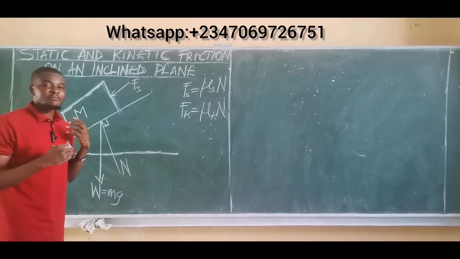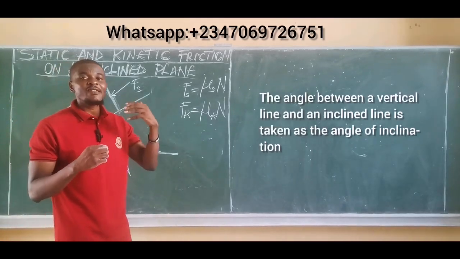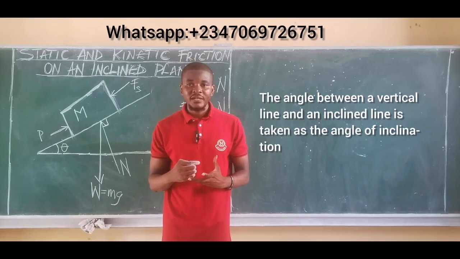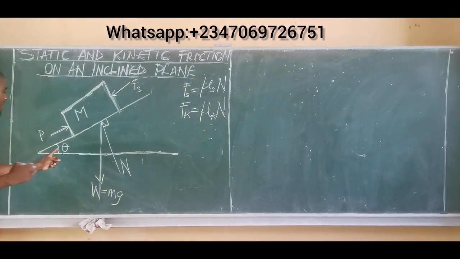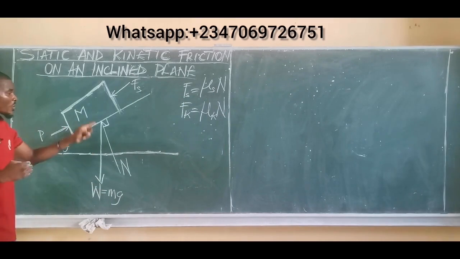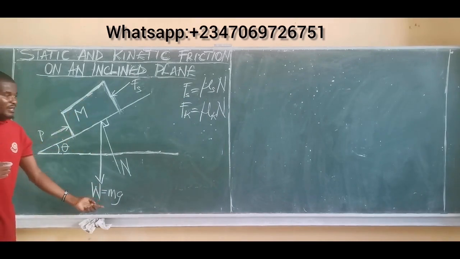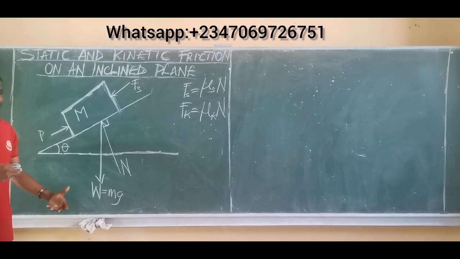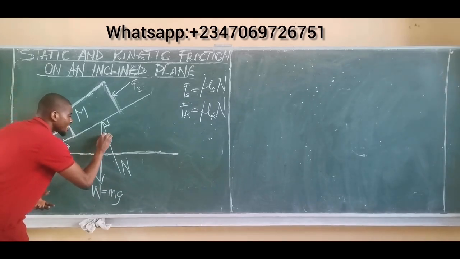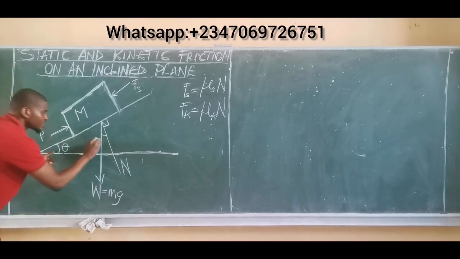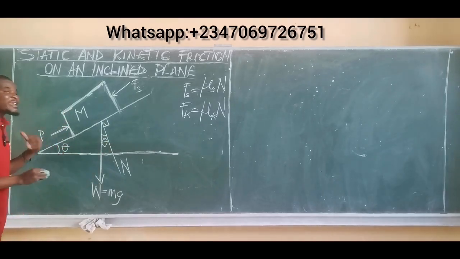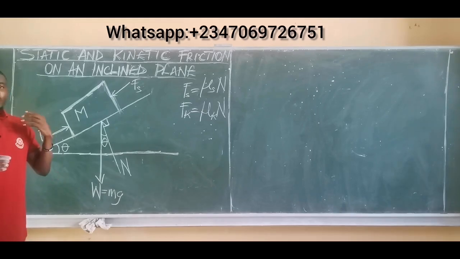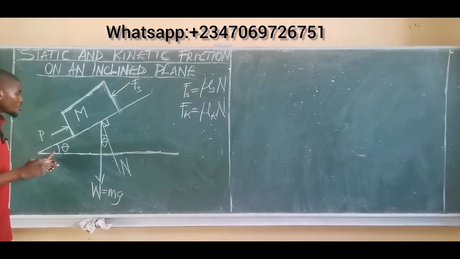Now, I said something in the previous video that the angle between any vertical line and an incline is always taken as the angle of inclination. The same thing happens here. This angle of inclination is theta, but I have now a vertical line which appears to be the weight, and another inclined line which appears to be the normal reaction. Always, whenever it comes to an inclined plane, the angle between the weight and the normal reaction is taken as the angle of inclination, theta, simply because the angle between any vertical line and an incline is taken as the angle of inclination. I will do a video explaining how this angle is equal to this angle.